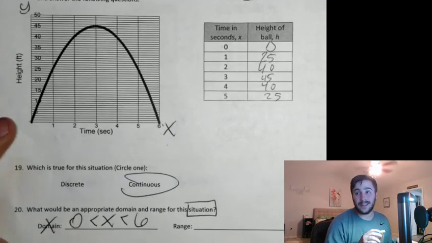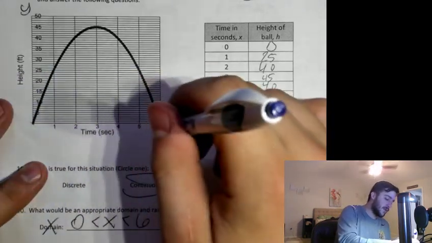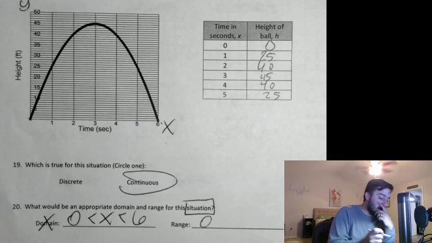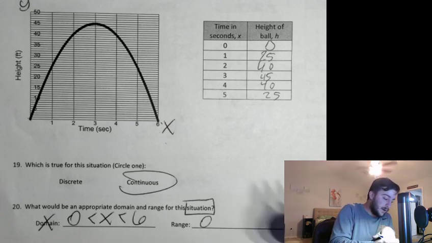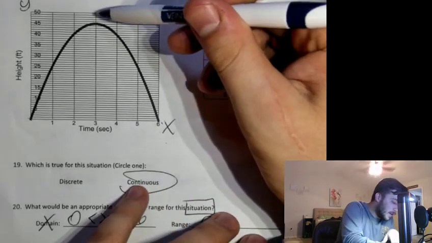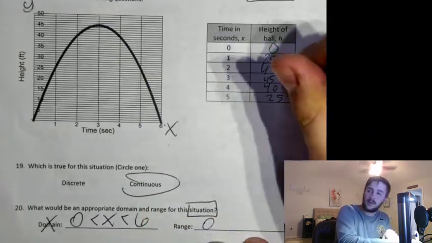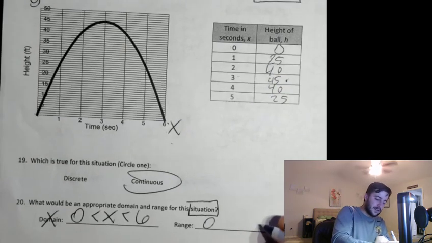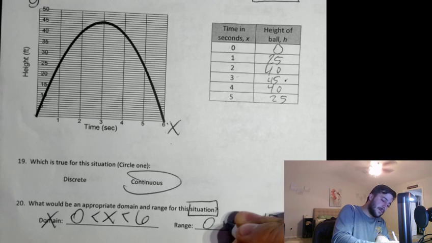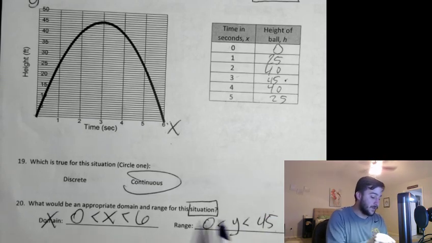And then we got the range. Range is just the same thing with the y's. Our smallest y would be 0, right? The ball's on the ground. Then our biggest y would be the biggest thing up here, where it was 3 seconds. That just so happened to be 45. We found that out earlier. So 45 is my biggest. And then y goes in between. So it's kind of like that. Just like that. Smallest to biggest for this situation.